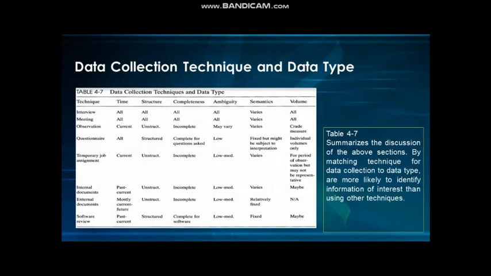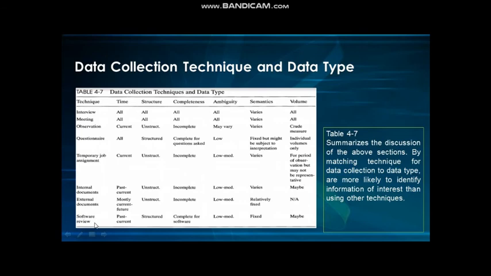This is the 4.7 data collection techniques and data type table. It summarizes the discussion of the above sections by matching the technique for data collection to the data type that it is more likely to identify information of interest than using other techniques. As the table shows, the techniques from interview down to software review are the 7 techniques as discussed by the reporter. They are used for data gathering.